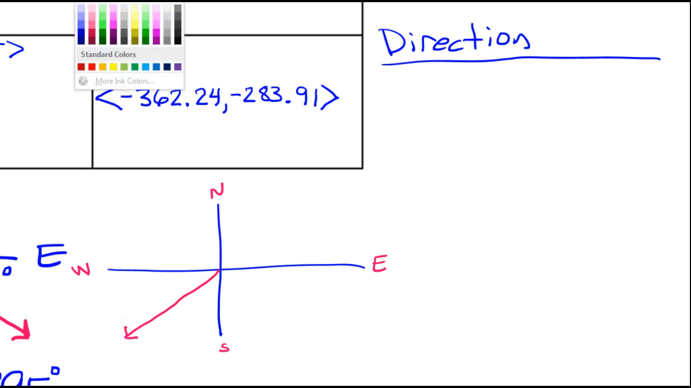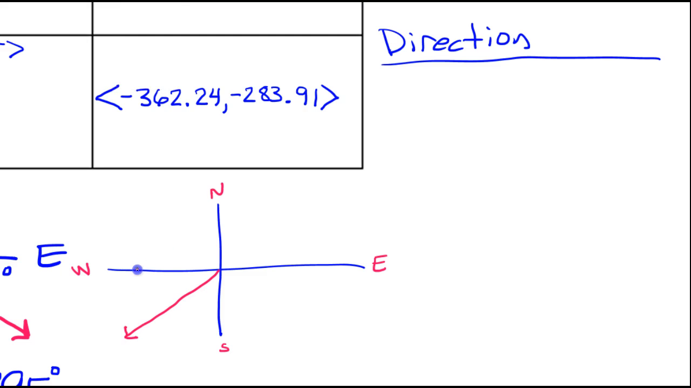Now let's consider the vertical and horizontal components here. So we have the vertical component and the horizontal component. The horizontal component goes here, negative 362.24. The vertical component goes here, negative 283.91.